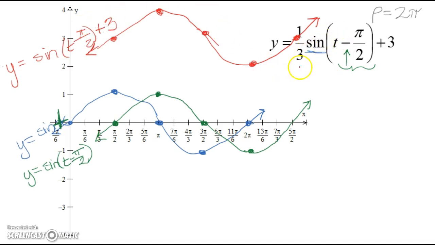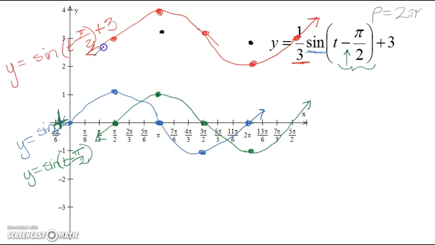So the last change that I need to handle is the amplitude change. So instead of going a full 1 unit above where it is here, it's only going to go a third above for that maximum and a third below for that minimum. But these points are going to stay the same.